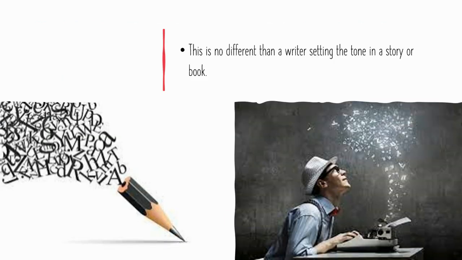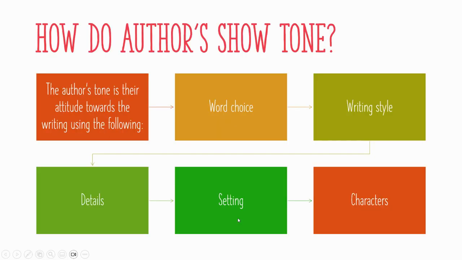Now, it's the same thing when setting the tone in a story or a passage. So it is no different when a writer tries to set a tone in a story or a book. They are trying to set a mood for the reader based on their opinion or their style. So things that some writers will use when trying to get their tone across, which is their attitude towards the writing, is word choice. So they will carefully pick what words they are going to use and their writing style.